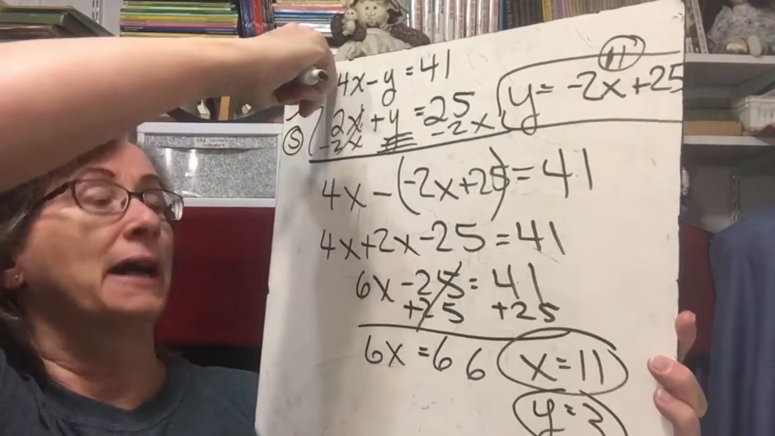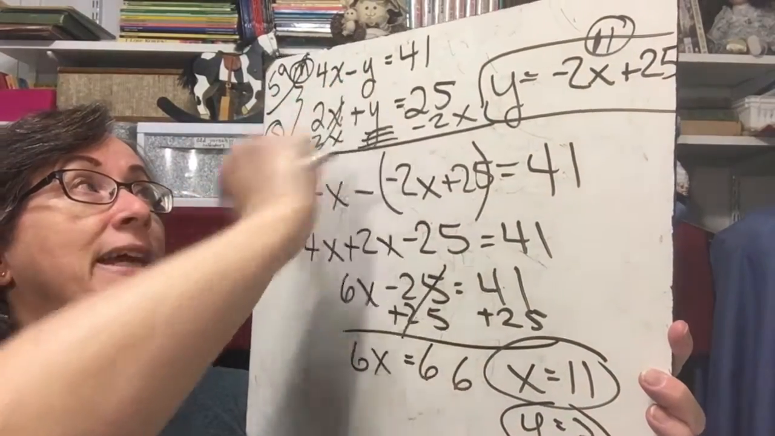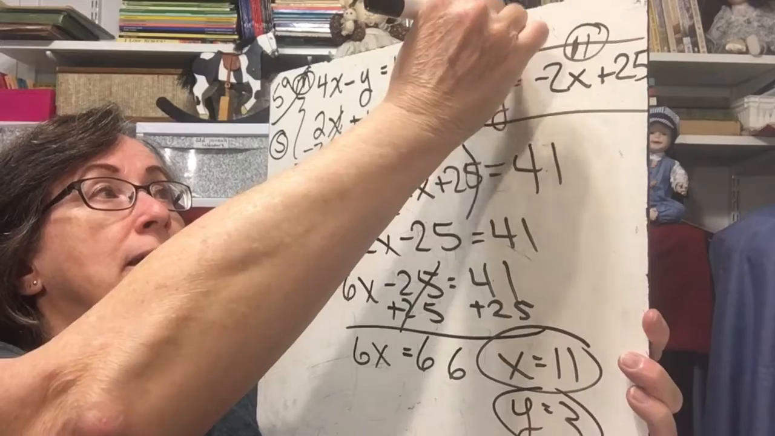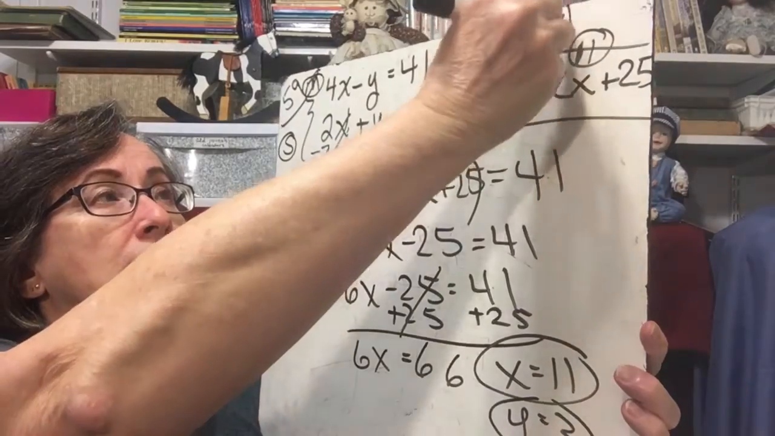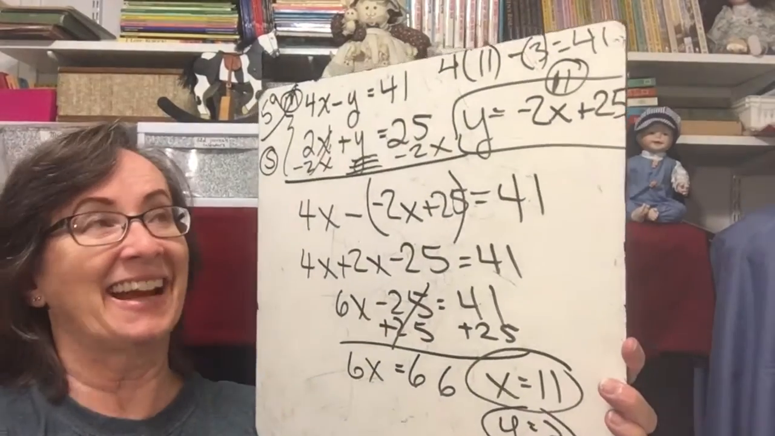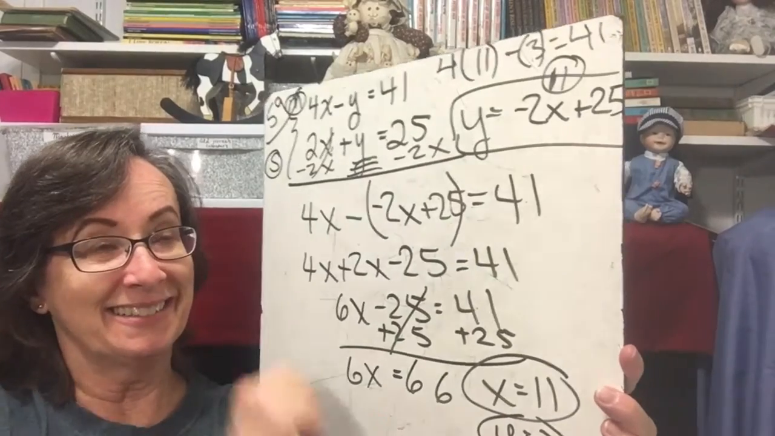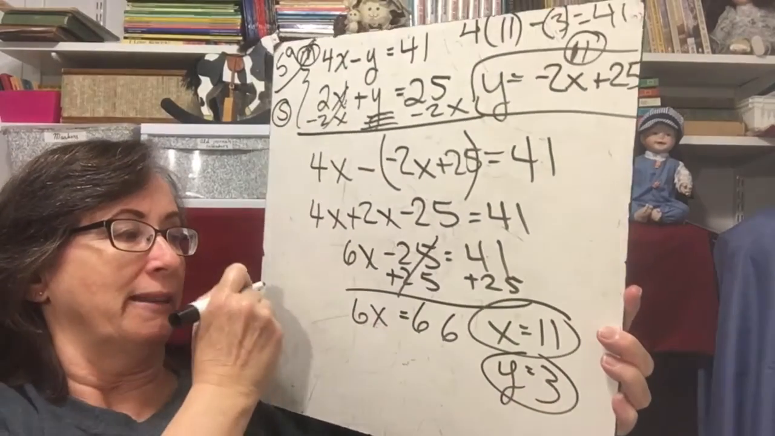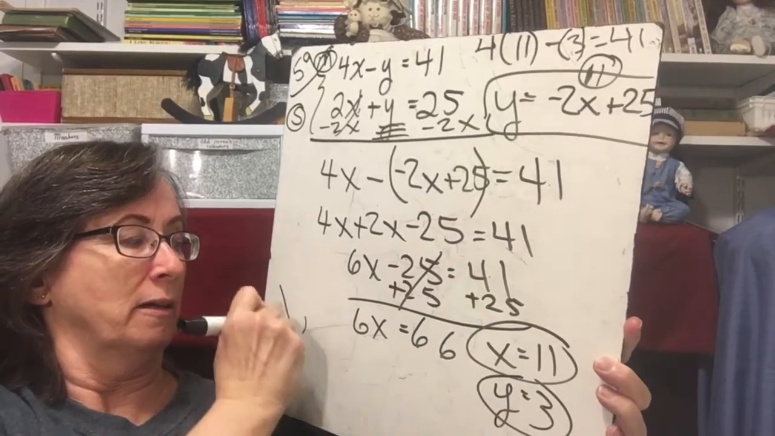So I'm going all the way back up here, and I'm going to plug in x is 11 and y is 3 right here and right here. So we have 4 times 11, minus y, which is 3, equals 41. Okay, so is it right? 4 times 11 is 44. Take away 3 is 41. So our answer is verified here. So we would write that x, comma, oops, not x, but we'll write 11, comma, 3.